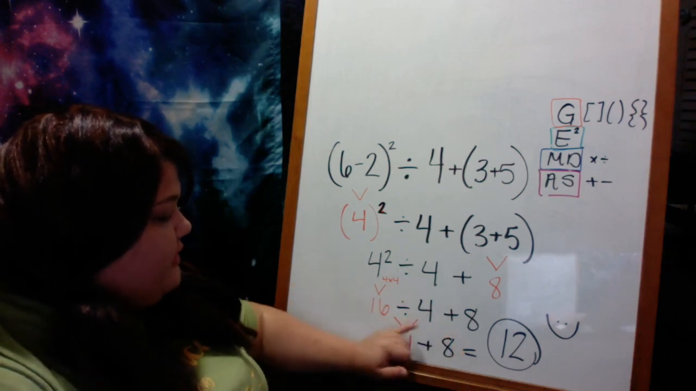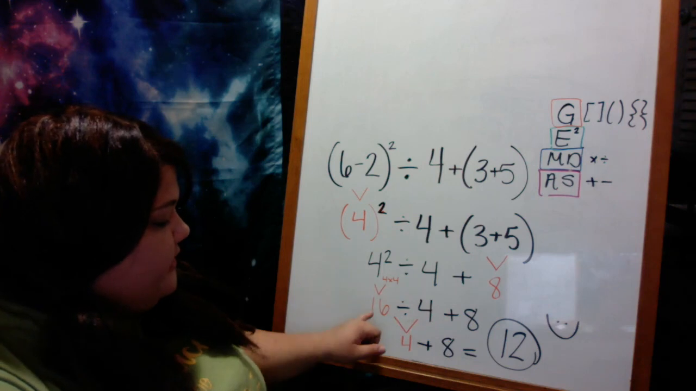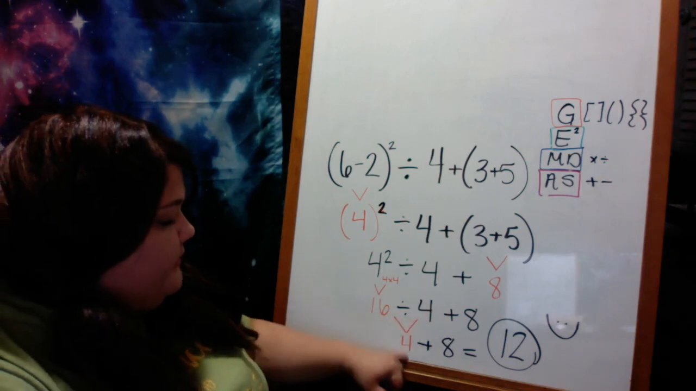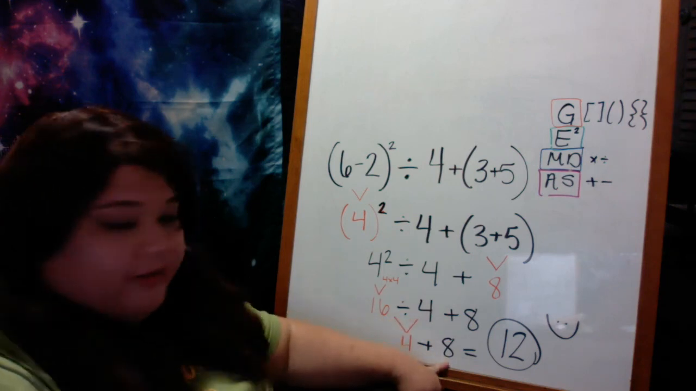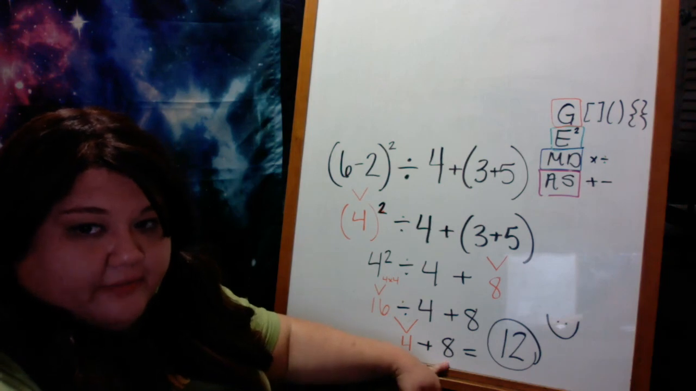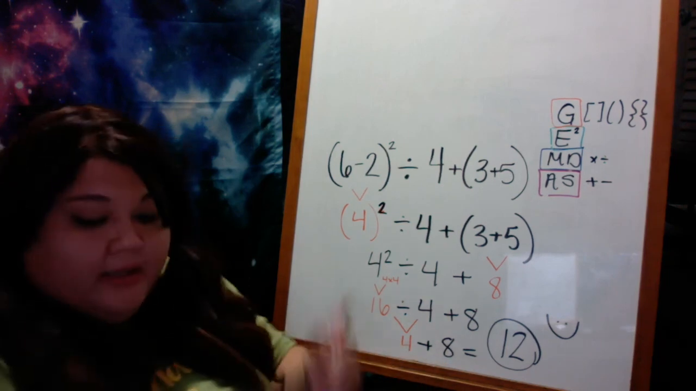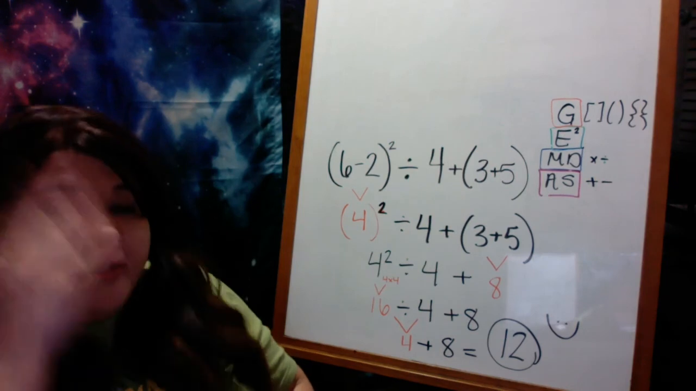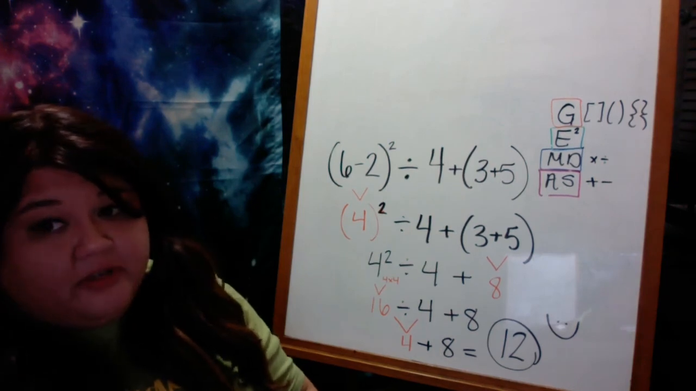Then I'm left with the division and addition. Division comes first. 16 divided by 4 equals 4. Rewrote the rest of the problem, so 4 plus 8 ends up being 12. Okay? If you got it right, yay, kiss your brain. Thank you, brain. Even if you got it wrong, kiss your brain for trying, because this is hard math.